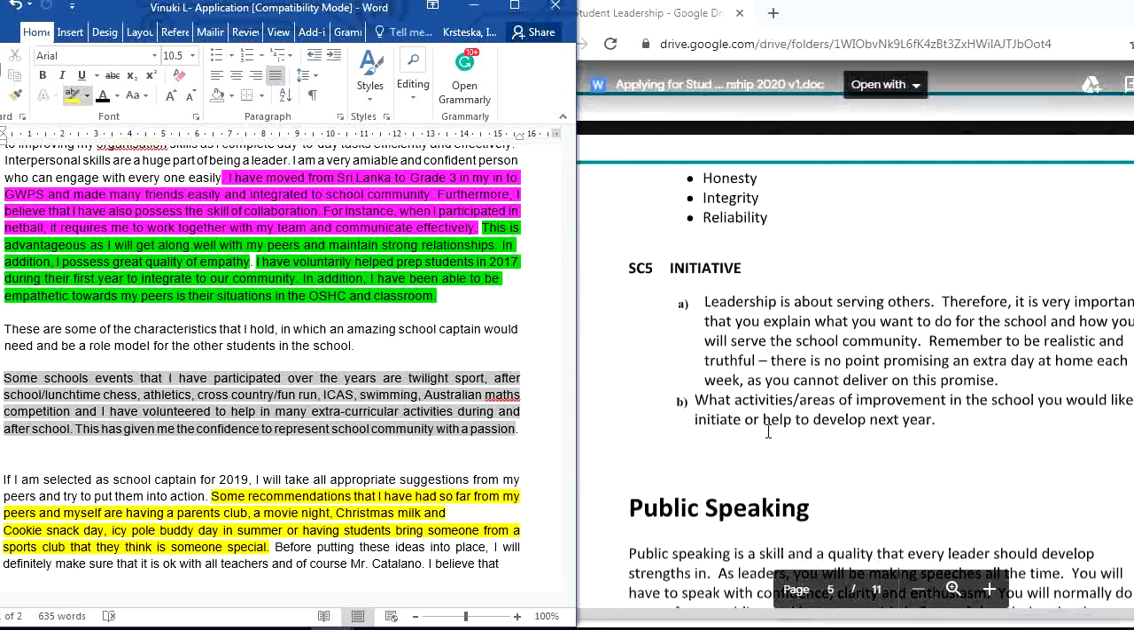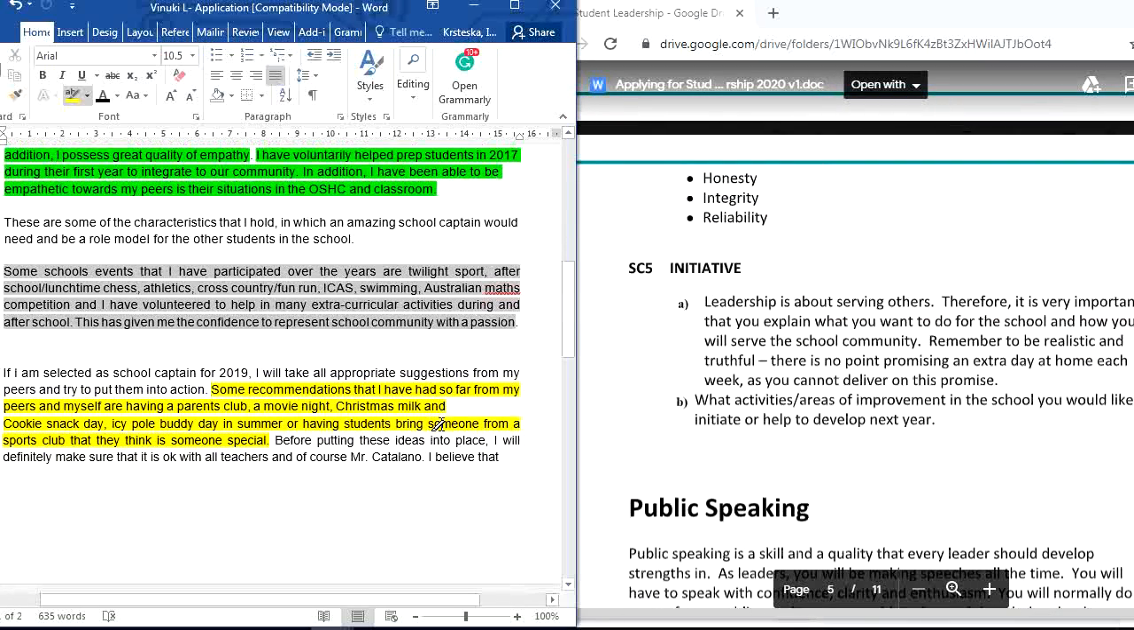Lastly, we have initiative, and this student has suggestions on how they would improve the school, and they're quite passionate about collaborating, so they've managed to gather some recommendations already to get them started. So movie night, Christmas milk and cookie snack day, icy cold buddy day, and so forth.